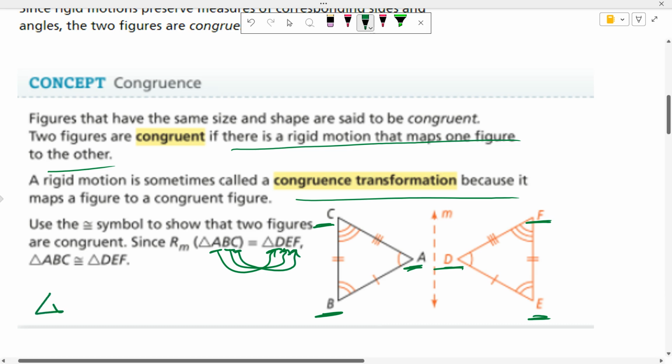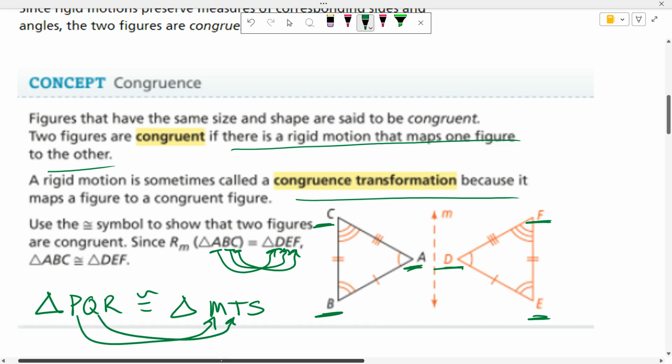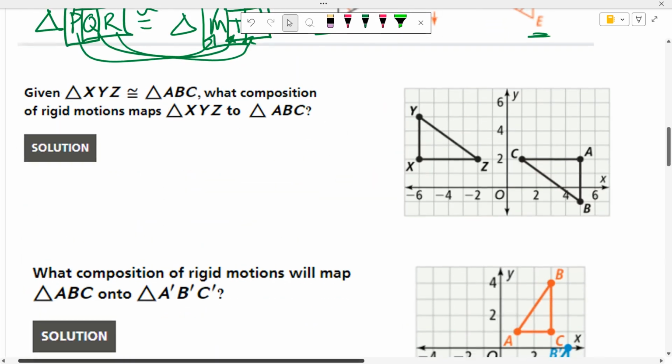Okay? So if we said triangle PQR is congruent to triangle MTS, that means angle P is congruent to angle M. Angle Q is congruent to angle T. And angle R is congruent to angle S. Okay? Side PQ would be congruent to side MT. Side QR would be congruent to side TS. And side PR would be congruent to side MS. The letters are important. Okay? The order of the letters is so important here.